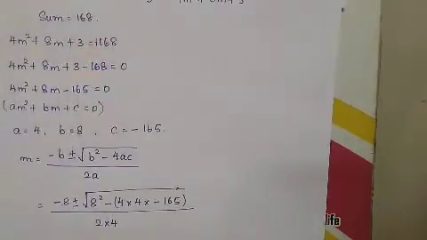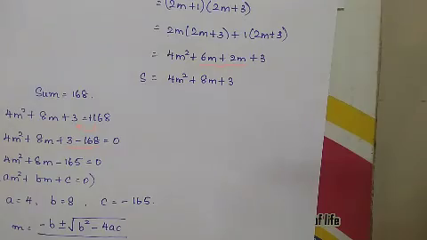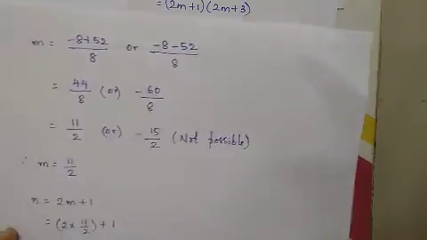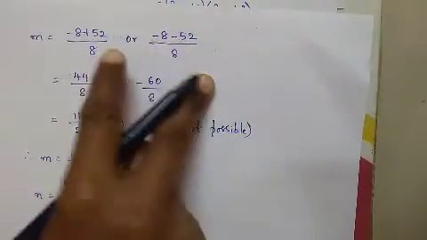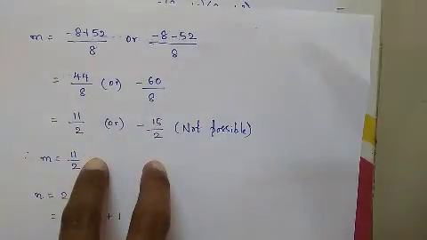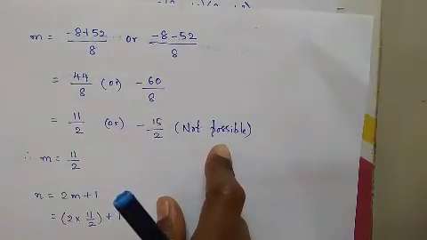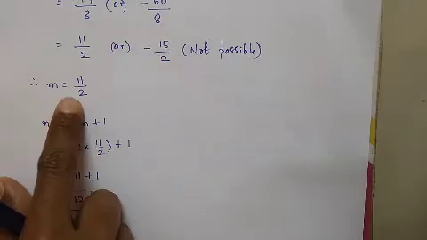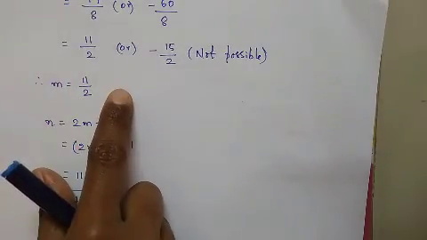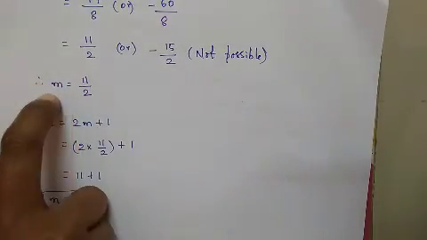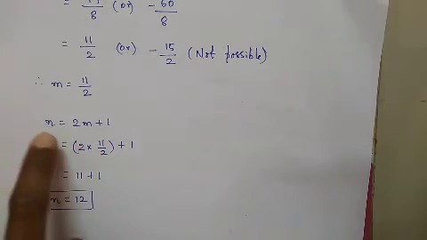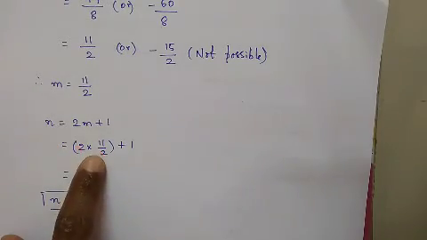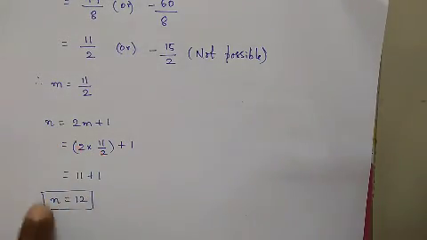Split them. If you split them, it will be these two numbers. Simplify them, neglect the negative value, then you will get the value of m. We are not interested in m, we want n. So take n, substitute for m, and you will get n.